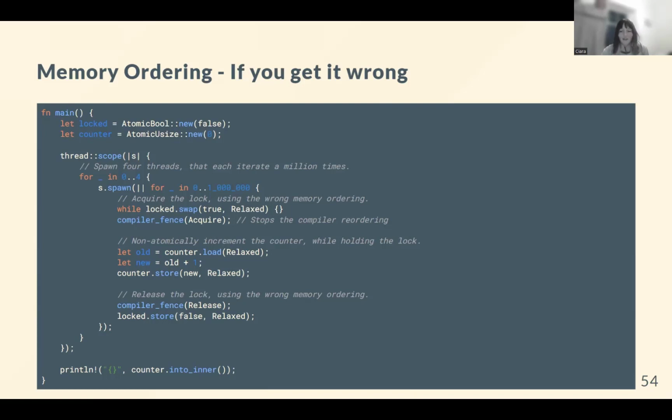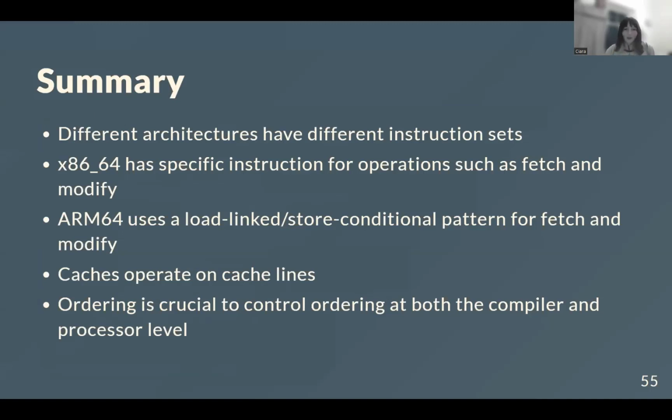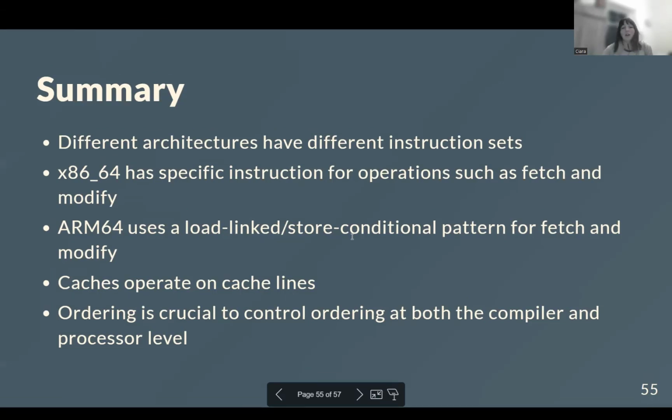And that's why these additional atomic instructions exist that allow you to put that ordering into the actual processor instructions to prevent the reordering. So, whistle stop tour. Different architectures have different instruction sets, and x86-64 has specific instruction operations such as fetch and modify that look like they're a single operation, but you still need to lock them if you want to have that indivisible behavior that you need with atomics.